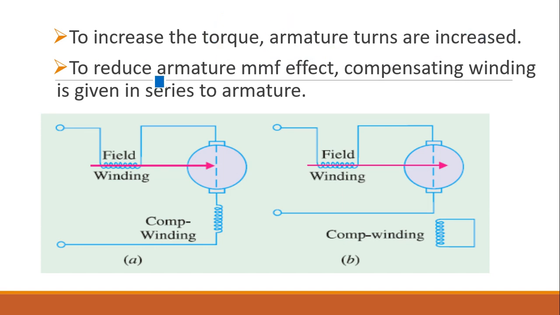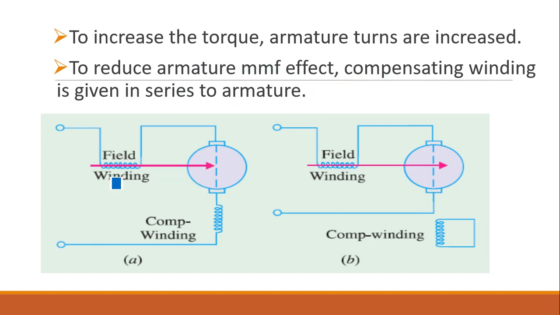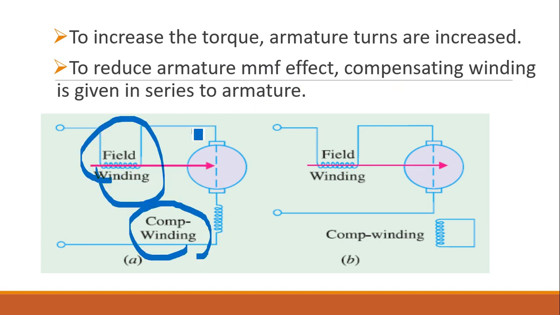Now if the armature turns are increased, it will have higher MMF, and to reduce that MMF effect, what is armature effect? You know, armature reaction is the effect of armature MMF on the main field. So there should be some compensating winding in series to the armature. Then the armature reaction will be effectively compensated. So you can see here a field winding is there and a compensating winding is available in series to the armature. As you know, the compensating winding will be in series to the armature, but it will carry current in the opposite direction, so the flux will be opposed.